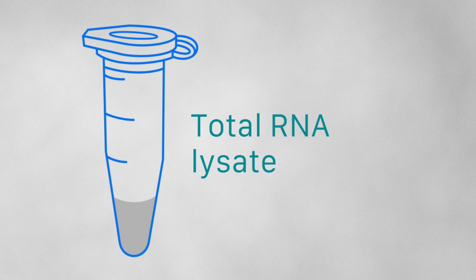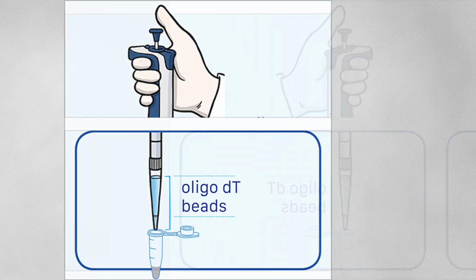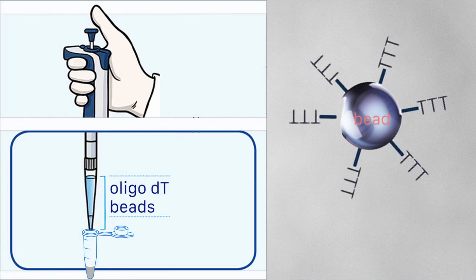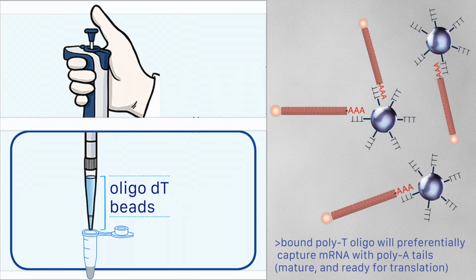We do this enrichment by adding into the RNA lysate what we call oligo-dT beads, which are essentially minute magnetic beads that have polythymine bound to their surface. And what these polythymine oligonucleotides do is to ligate with the poly-A tail in mature RNA that has undergone the process of splicing and polyadenylation.